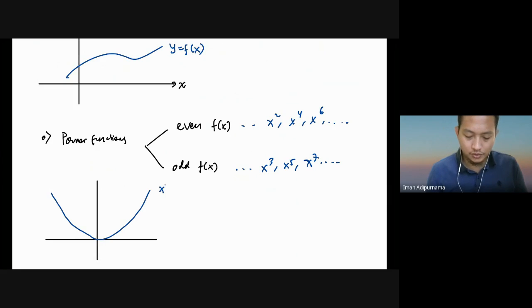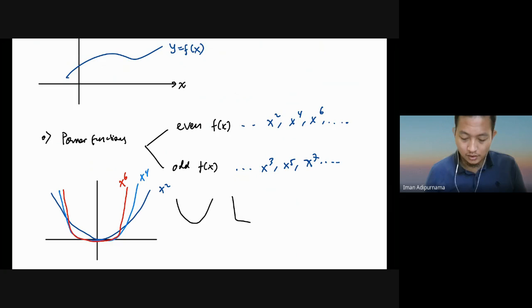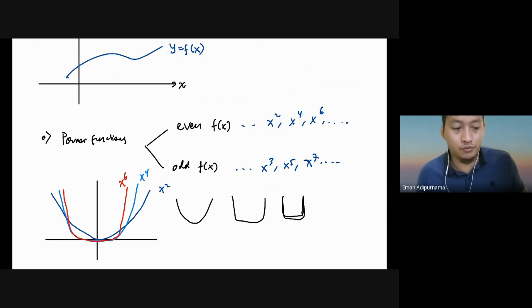For example, this is x squared. And then when you have more power, x to the 4th, and then more and more power, this is just an illustration. But what you are looking at is something similar to this. It goes from this and becomes more and more flattened, not really a curvy line anymore. You can check with GeoGebra if you want.